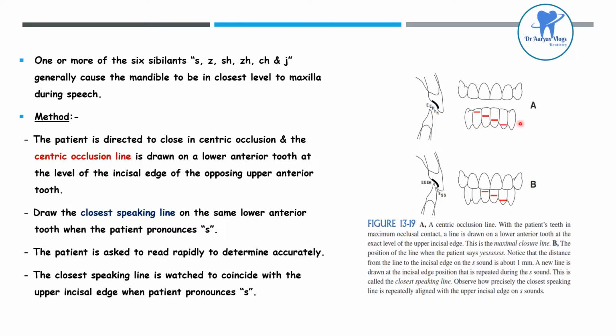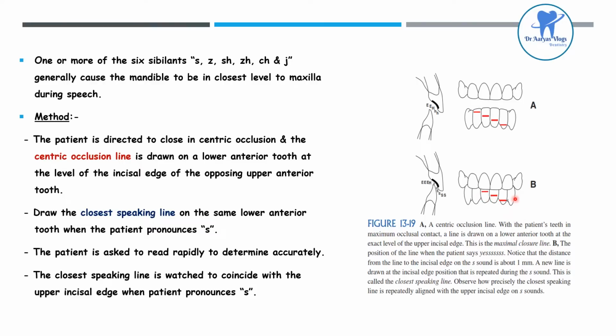And with the patient's teeth in maximum occlusal contact, a line is drawn on the lower anterior tooth at the exact level of the upper incisal edge. And this is the maximal closure line. What does this line represent? The position of the line when the patient says yes. Notice that here it is the position of the line when the patient says yes. Okay. What is the position of that line?